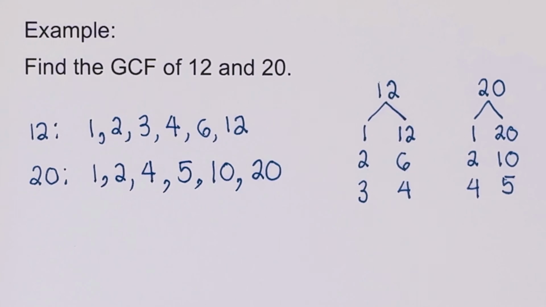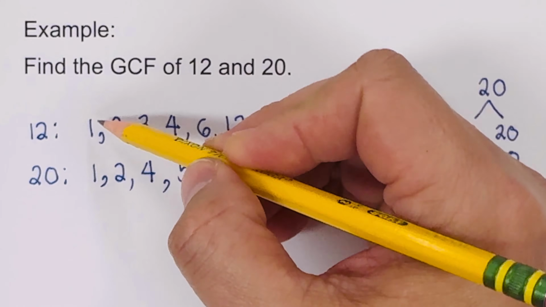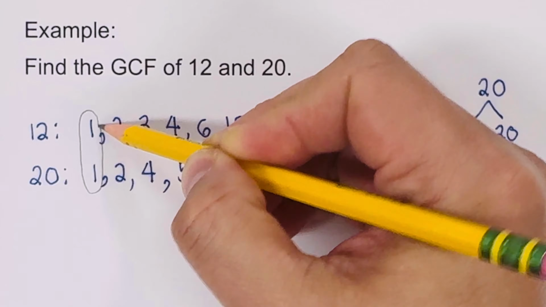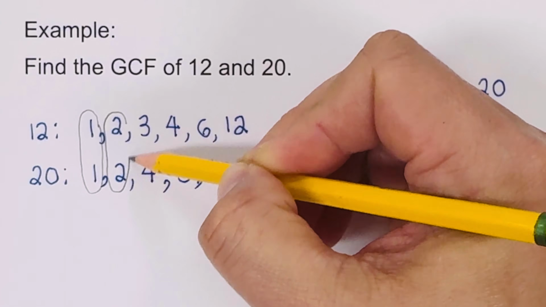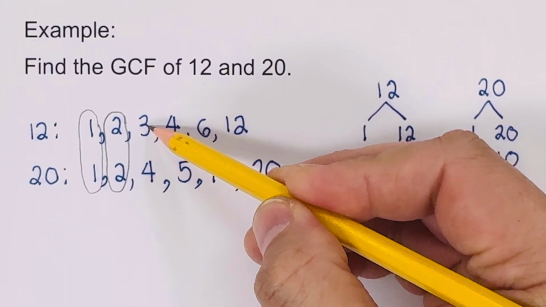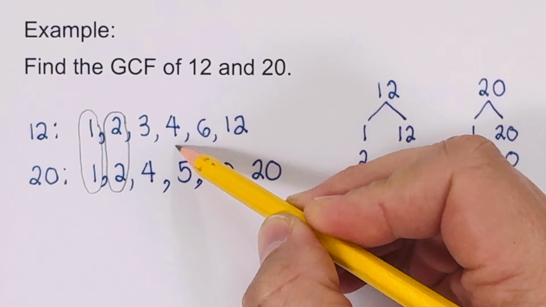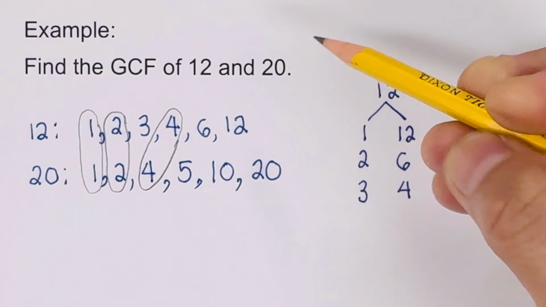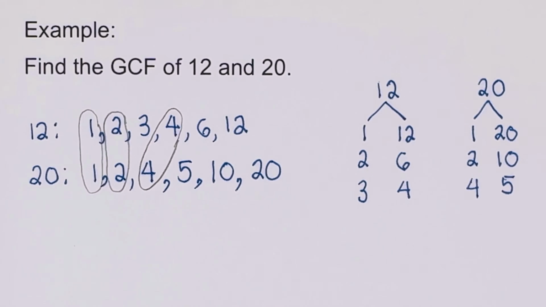Now looking at these numbers here, we will find what are the numbers that are common to both of them. In this case right here, 1 is common to both of them. 2 is common to both of them. 20 doesn't have the 3, but 4 is common to both of them. After that, we cannot find any more numbers that are common to both of them.